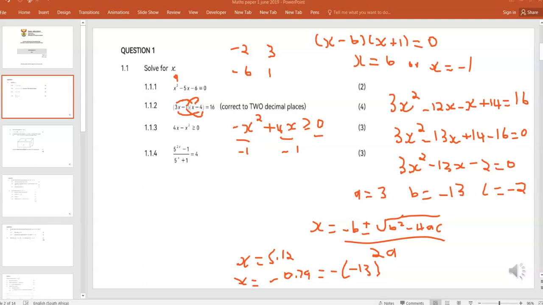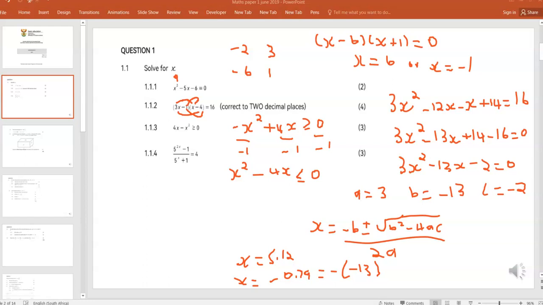Always remember, with inequalities, whenever you divide or multiply by negative 1, the inequality sign must change. So negative and negative 1 will cancel each other. Then 4 divided by negative 1, that will be minus 4x. And then the sign must change since we are dividing by negative 1, so it will be less than or equal to, because before it was greater than or equal to, now it becomes less than or equal to 0.